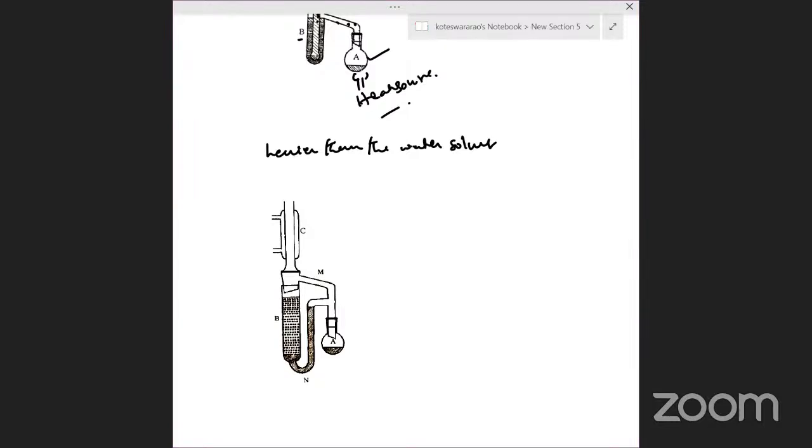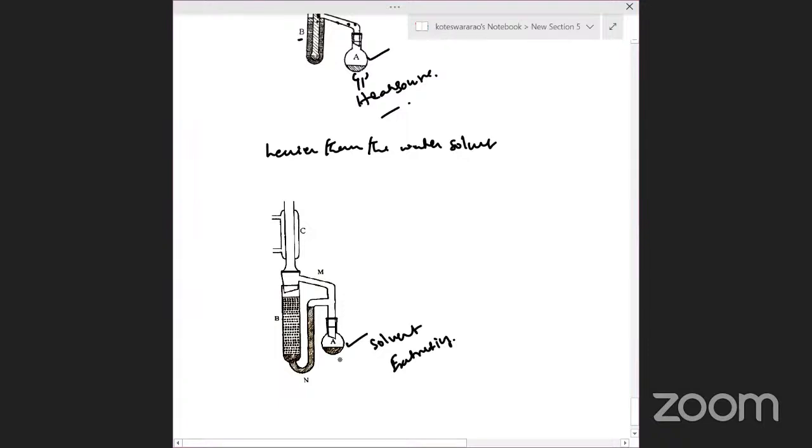The extracting solvent heavier than the sample solution is placed in flask A. In this flask, we are going to add the solvent which is used for extraction. Then the sample solution is placed in body B to half capacity.